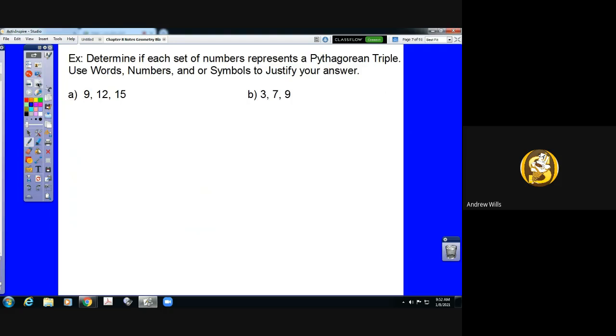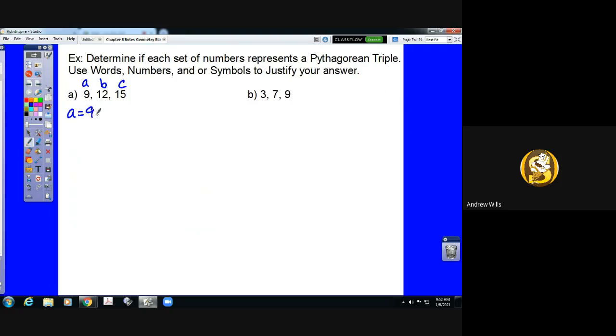So, starting off with 9, 12, and 15. Again, the big thing here is we need to identify that 15 is the biggest of those three numbers. So 15 has to be our C value. 9 is A, 12 is B. Doesn't matter if you get those reversed.